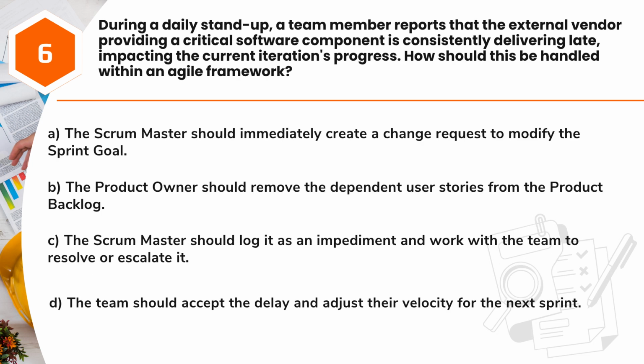Question 6. During a daily stand-up, a team member reports that the external vendor providing a critical software component is consistently delivering late, impacting the current iteration's progress. How should this be handled within an Agile framework? A. The Scrum Master should immediately create a change request to modify the sprint goal. B. The product owner should remove the dependent user stories from the product backlog. C. The Scrum Master should log it as an impediment and work with the team to resolve or escalate it. D. The team should accept the delay and adjust their velocity for the next sprint.